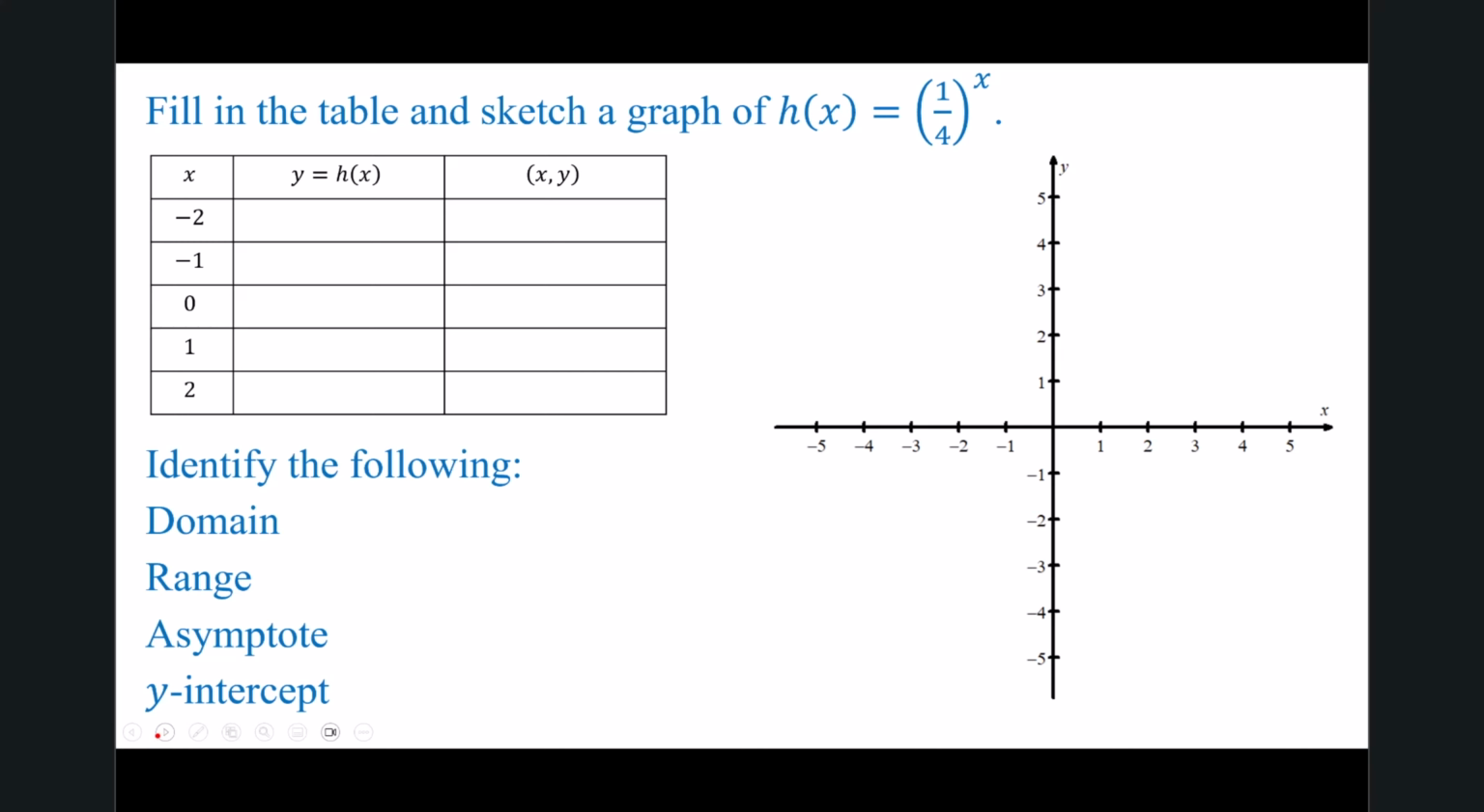What about this one? If we change it to 1/4 to the x instead of 4 to the x, we'll plug in some points here. So if I have 1/4 to the negative second power, that's 16. So I have -2, 16.